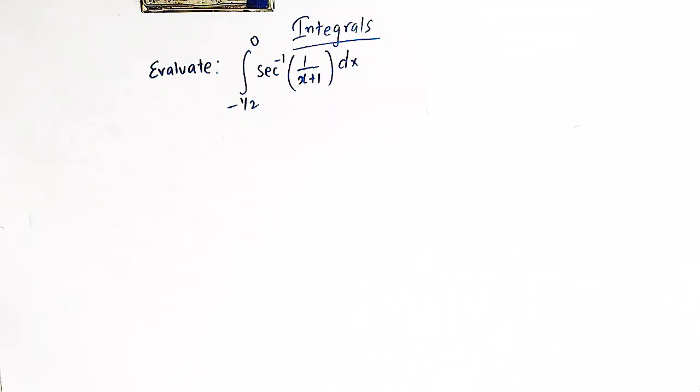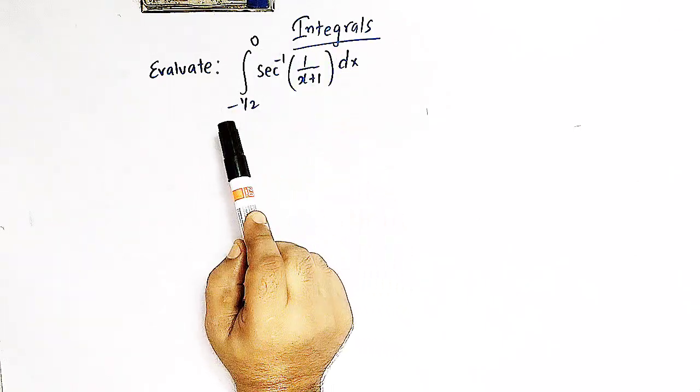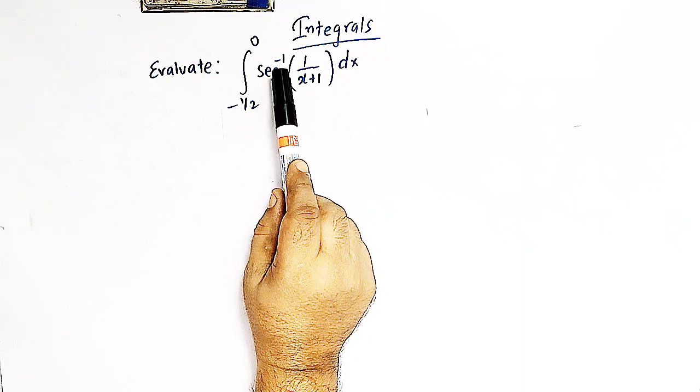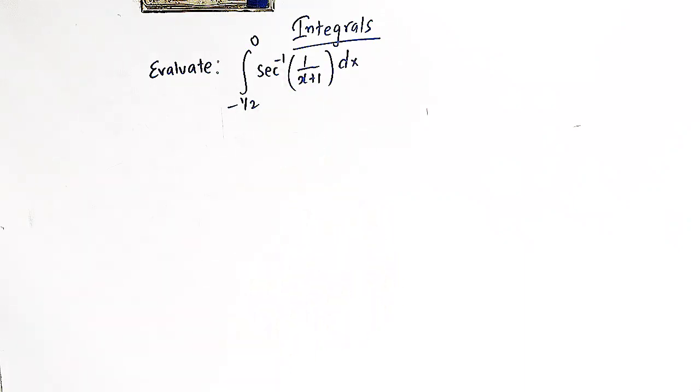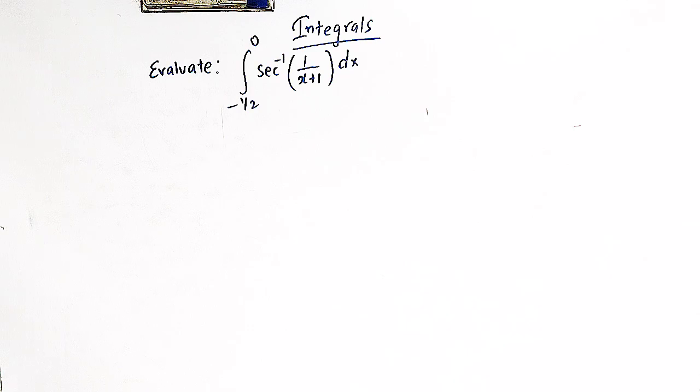Hello viewers, in today's session we are going to discuss another very important problem from definite integrals. In this session we are going to find out the value of this integral, from minus half to 0, of secant inverse of 1 over x plus 1 dx. We'll see how we can evaluate this integral using two important concepts.